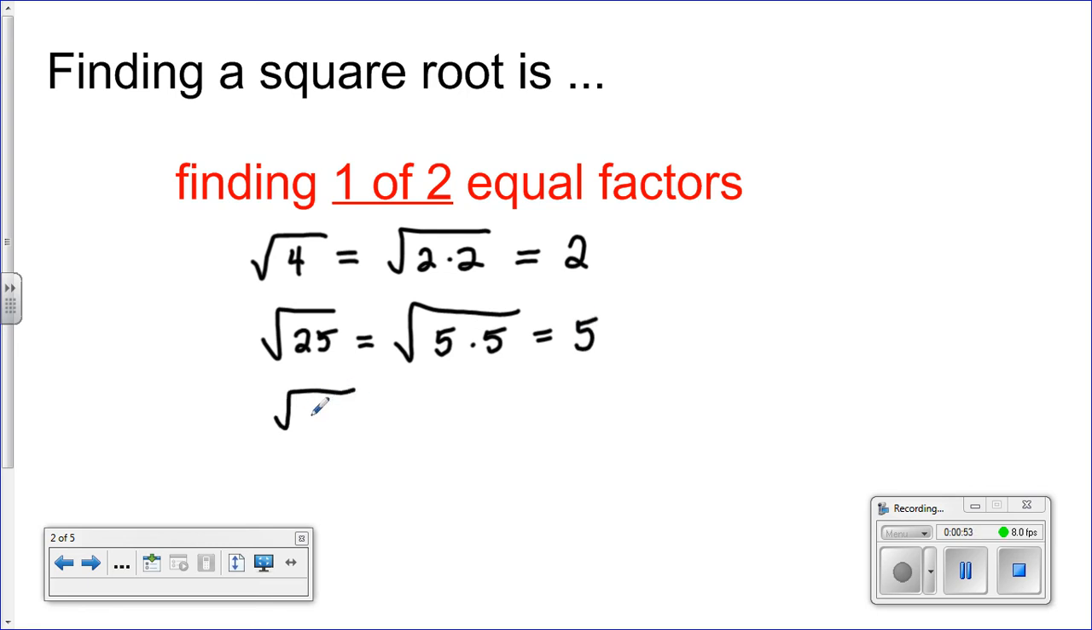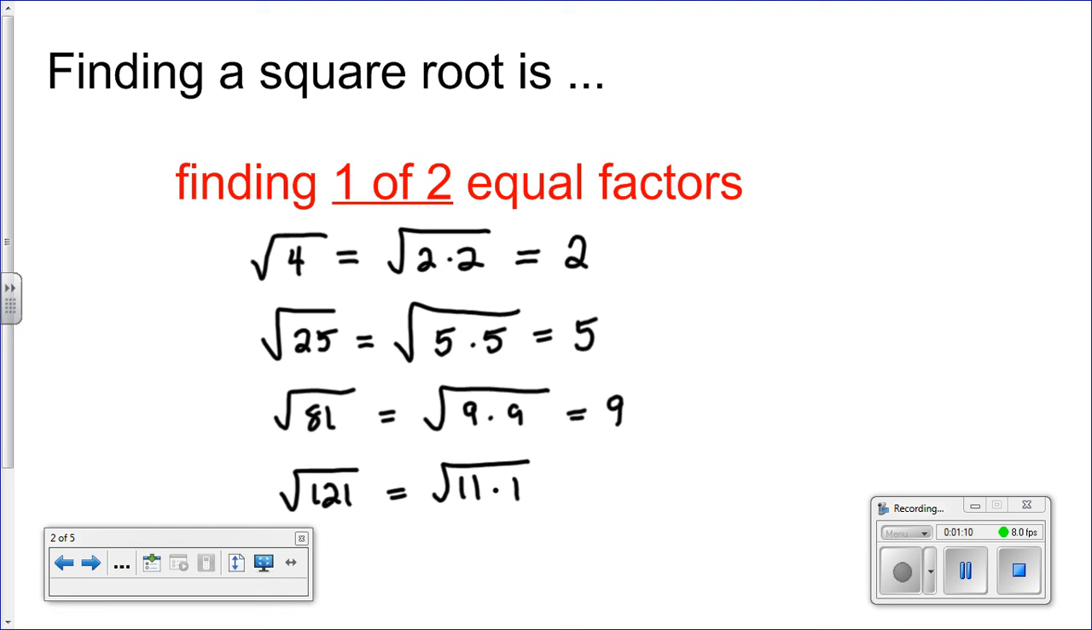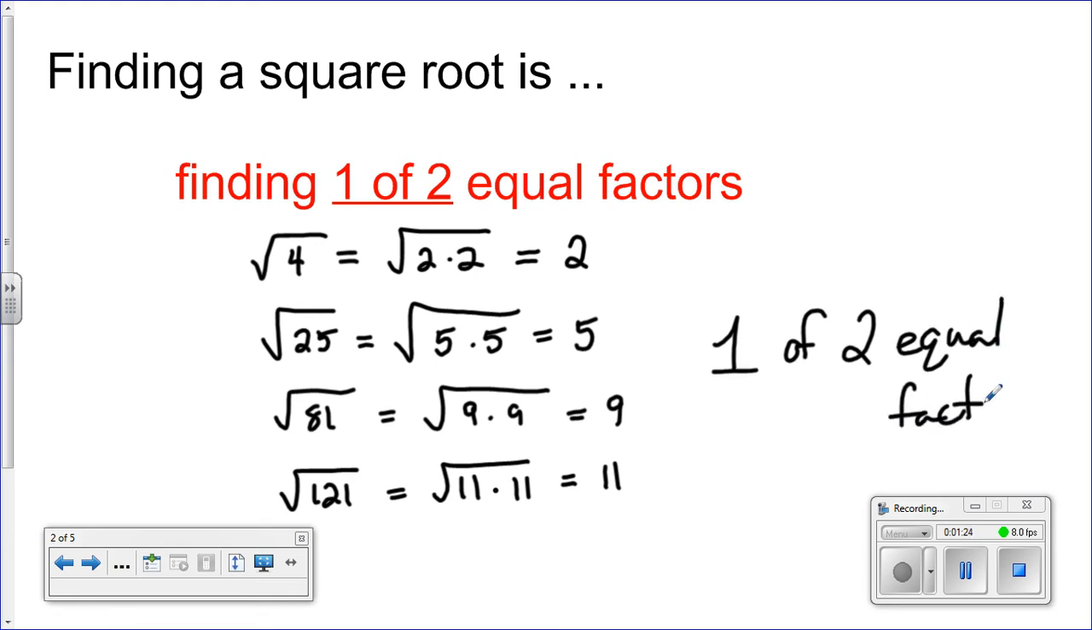Square root of 81. Well, that has two equal factors. 9 times 9 gives you 81. So finding one of those two equal factors is just 9. Square root of 121. That has two equal factors, 11 times 11, and finding just one of those two equal factors is 11. So we're finding one of two equal factors. That's what a square root is.